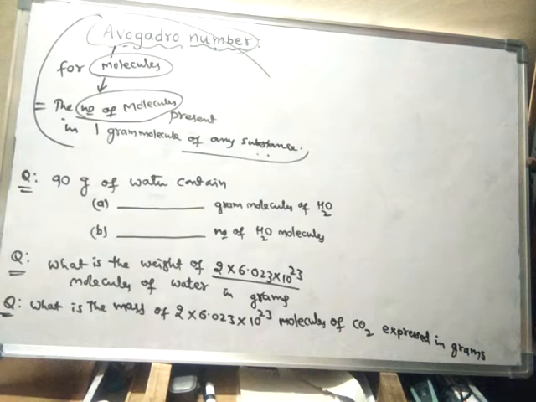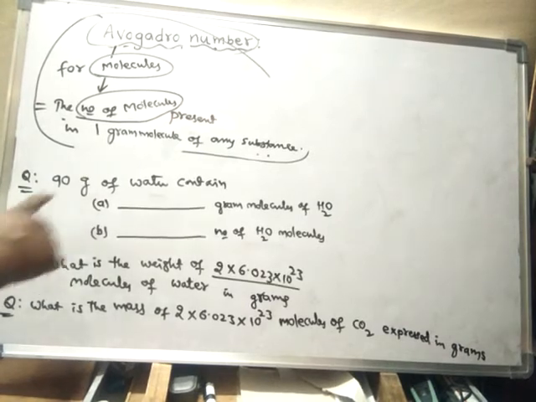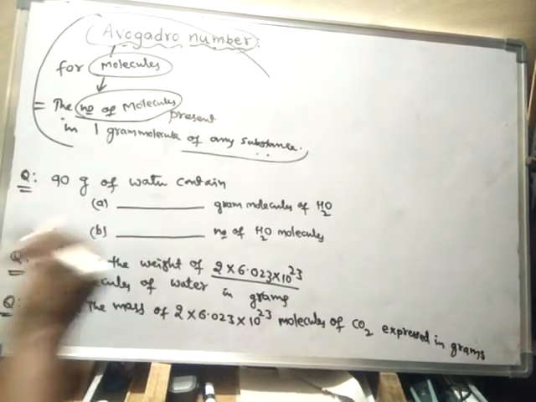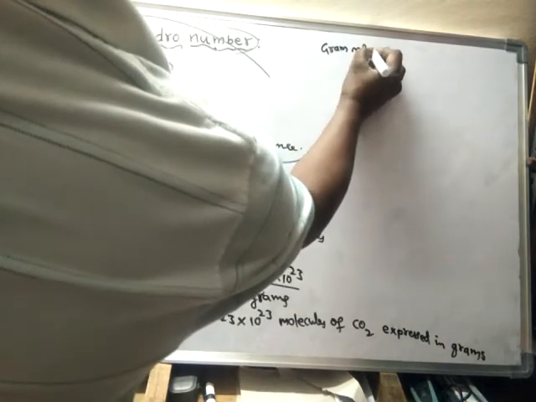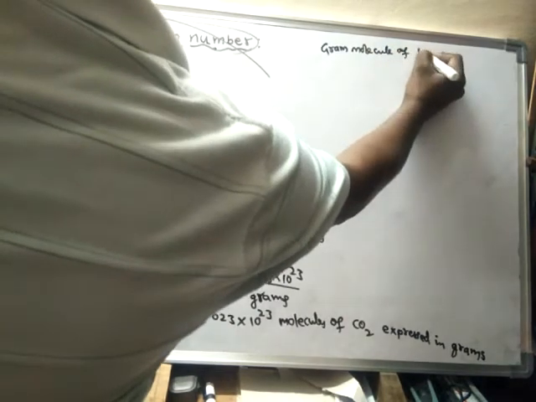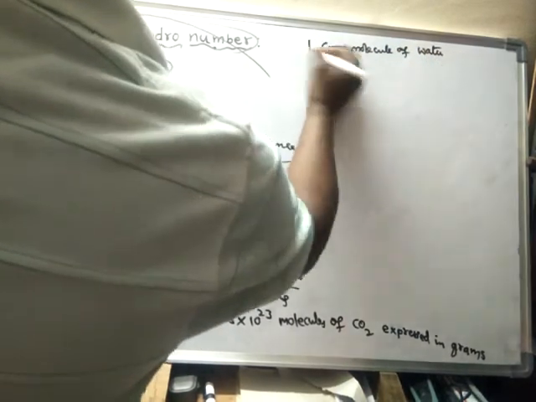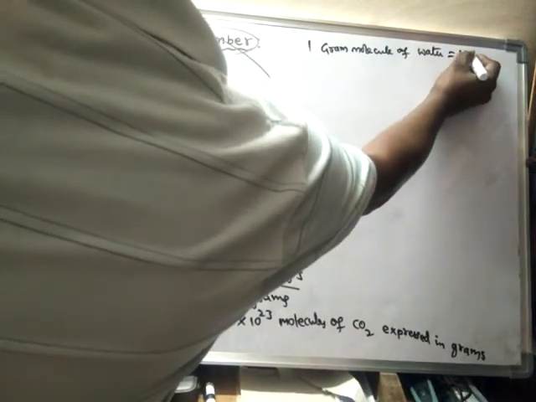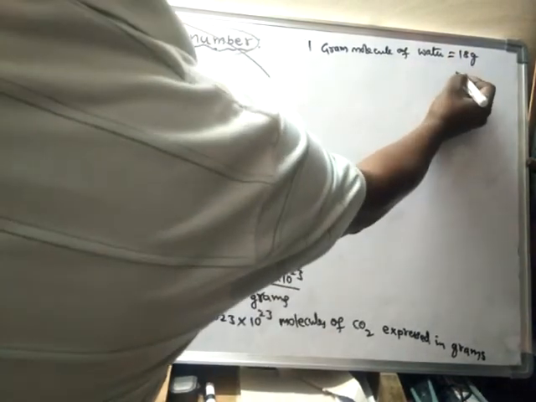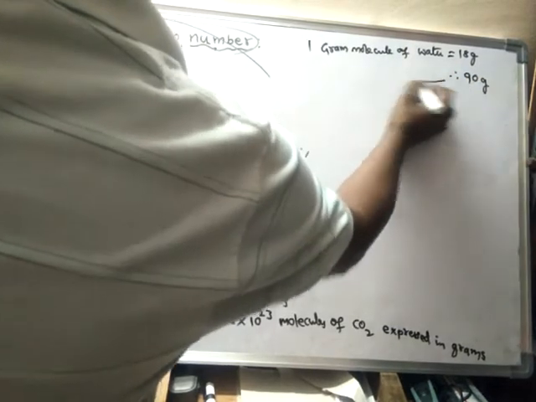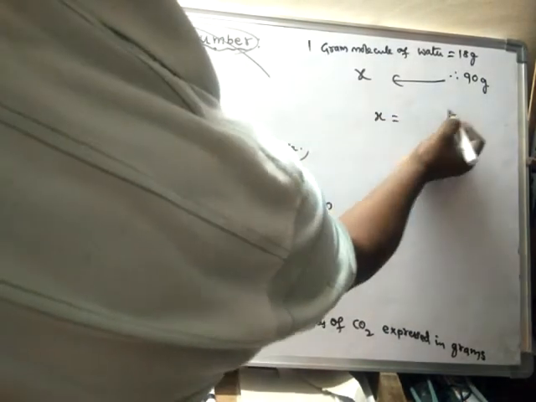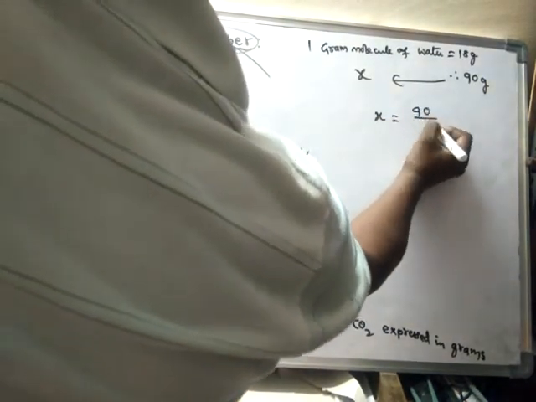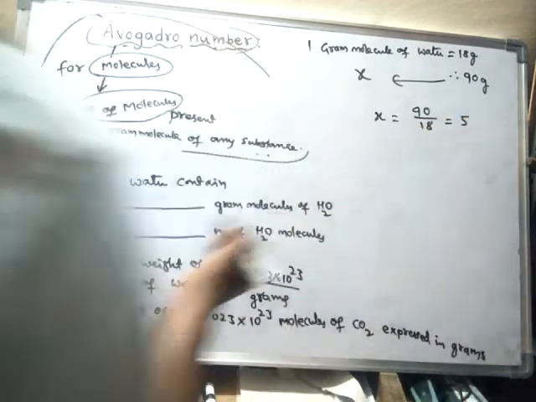So I will solve one problem for you. 90 grams of water contains how much? See, already we know that 1 gram molecule of water is equal to 18 grams. Therefore 90 grams equal to how many gram molecules? So then X will be 90 by 18 equal to 5.